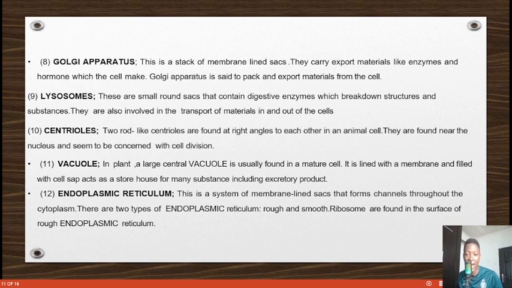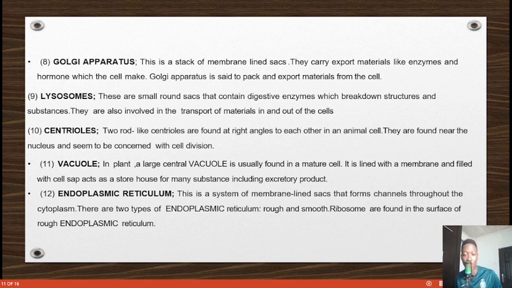Let's move to number 9, lysosomes. When you think of lysosome, just think of enzymes. They contain digestive enzymes that break down structures and substances. So let's say, for example, an organelle is worn out, the lysosome will come, push its substances, all those digestive enzymes that it has in it, to dissolve that thing in the compartment and break it down. You can think of it like digestive enzymes. When you hear lysosomes, just remember digestive enzymes that break down structures and substances. Great, amazing.